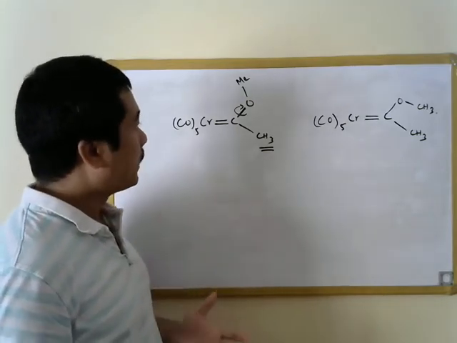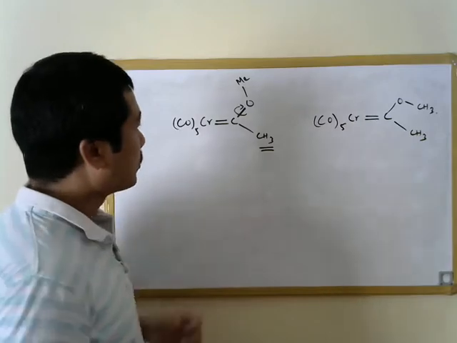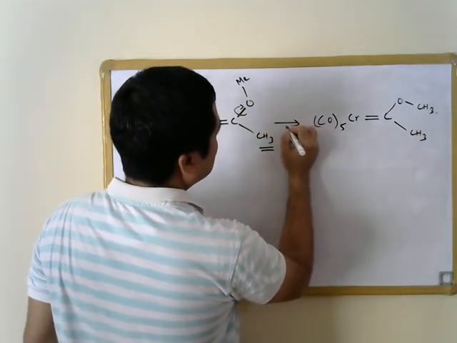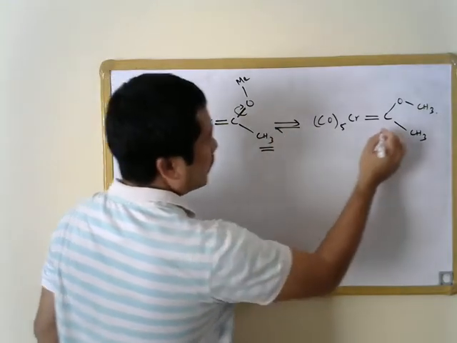But if it is a double bond, then we can have 2 configurations. This is the trans configuration and this is the cis configuration.